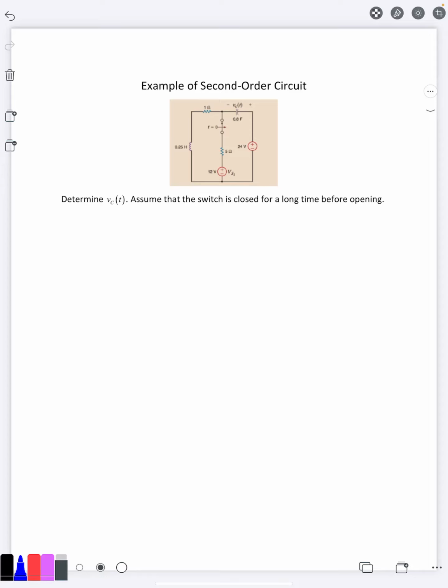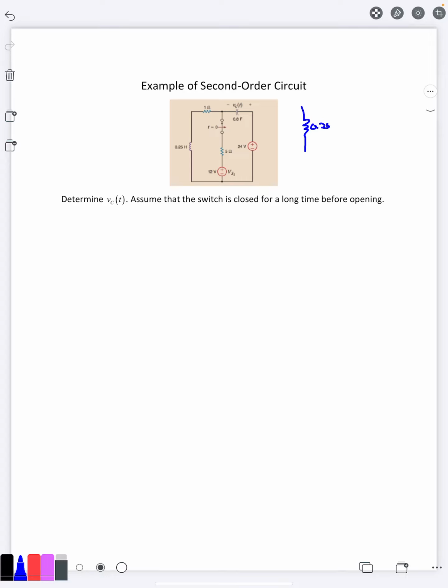In this video, we're going to show you how to solve this second order circuit here. Now the first thing I would do is try to write out my differential equation. In order to do that, we need to figure out if it's going to be RLC series or RLC parallel once the switch opens. So if we have the switch open and we redraw the circuit here.